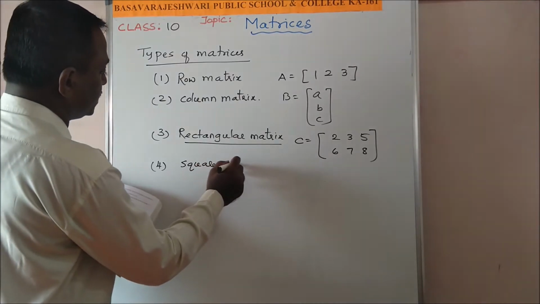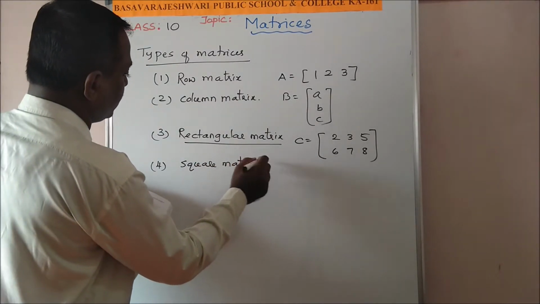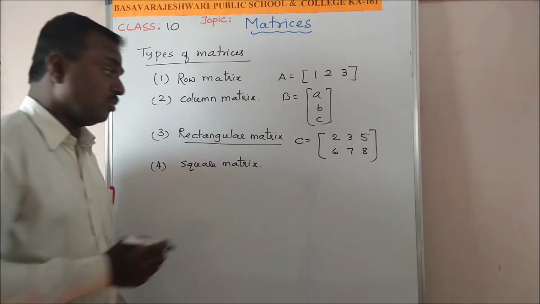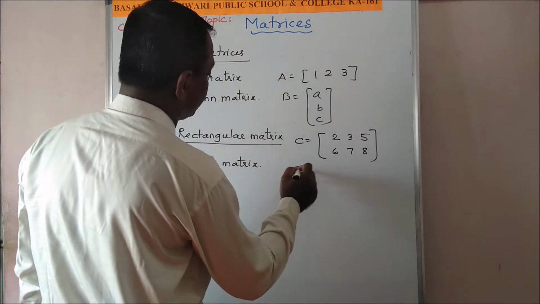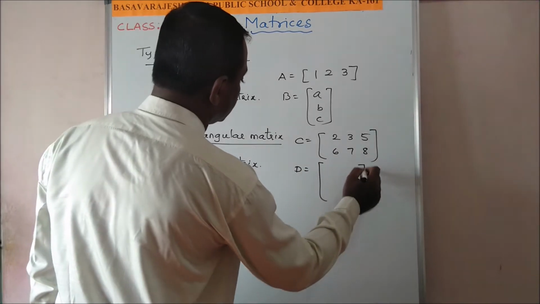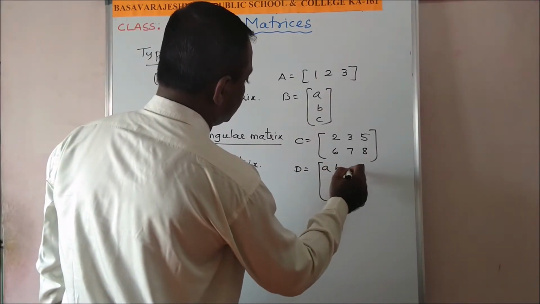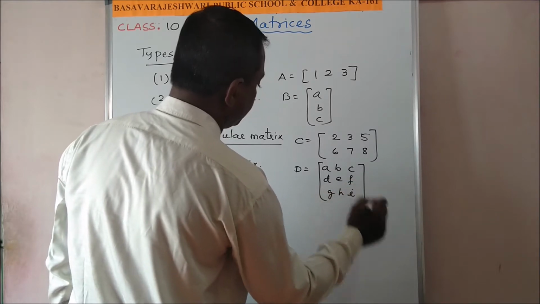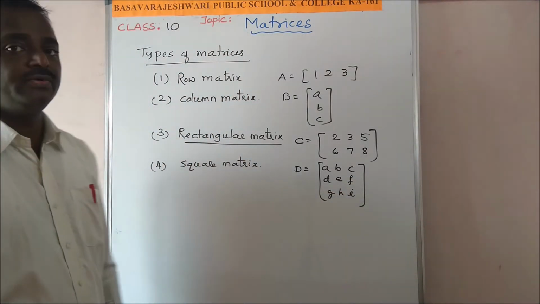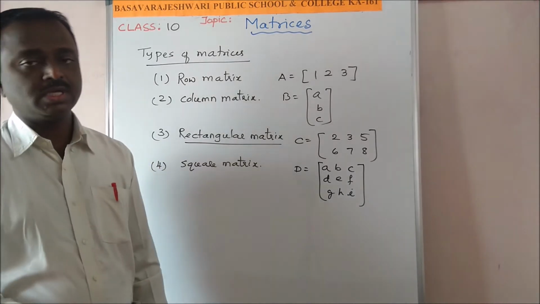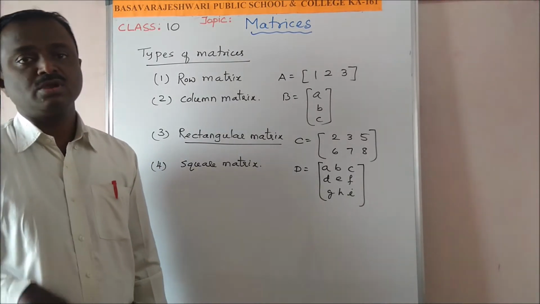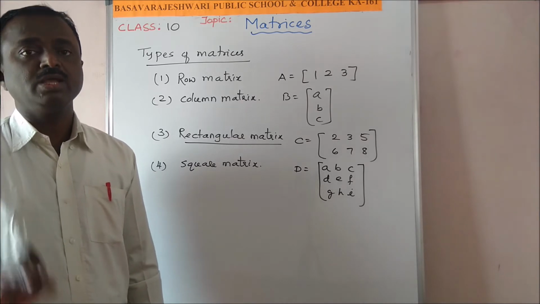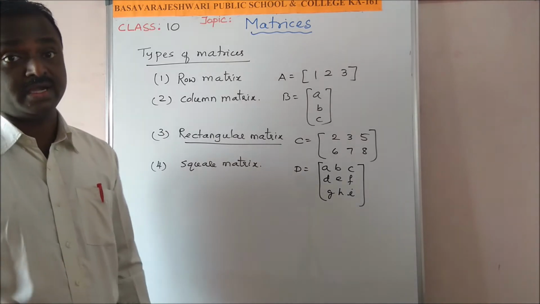Fourth one, we will discuss square matrix. What is meant by square matrix? Here, both the number of rows and the number of columns are equal to each other. A, B, C, D, E, F, G, H, I. So the number of rows and the number of columns both should be equal to each other. Then only we can call it a square matrix.